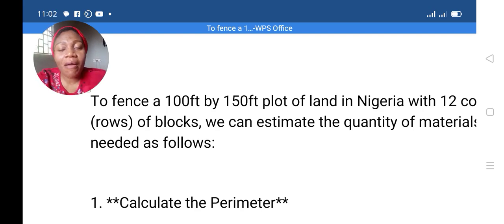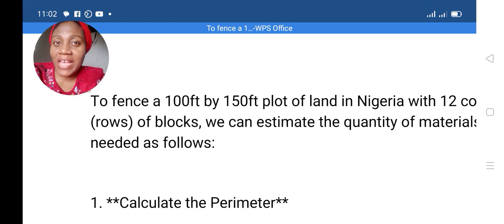Today we are talking about fencing, the cost of fencing, and how you can calculate your materials for your fencing. All right, so let's dive into the video, guys.